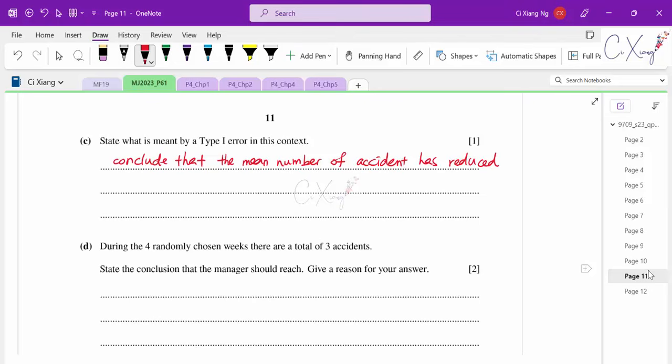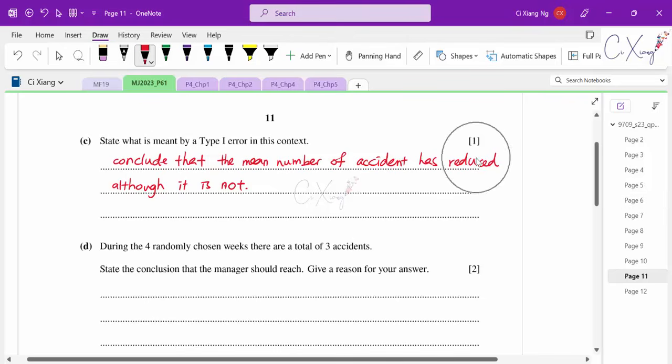although it is not. It is not means that actually the null hypothesis is a true one, but we conclude to reject it. So when you reject it, it means that the mean number of accidents has reduced, although it has not reduced. So this is how we explain the error in the question context.